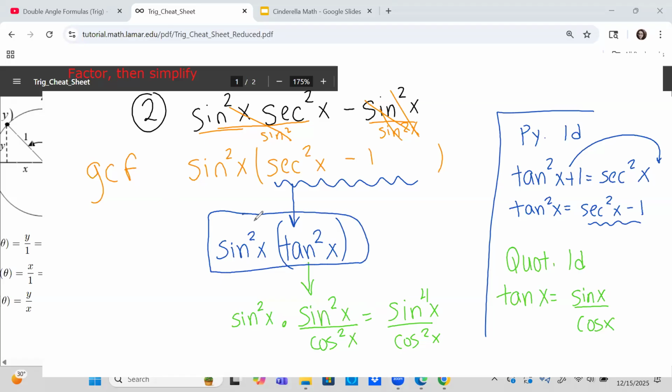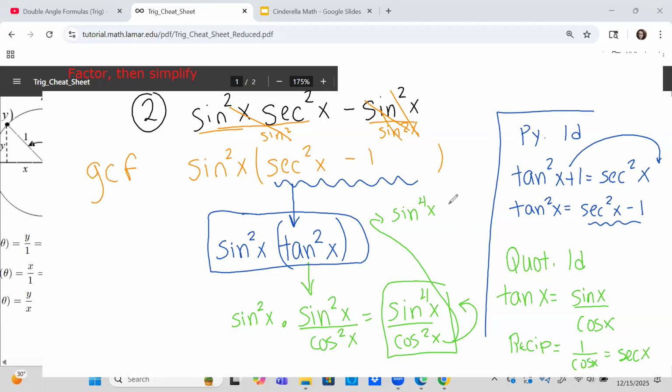However, some teachers want you to have it completely in sine and cosine. So if so, you could probably go with this one. Or some teachers may not want you to have a denominator. So if you look at your reciprocal identities, 1 over cos is secant. So we might take this green one and keep the sine to the fourth, and then this would flip up. The reciprocal would be secant squared. That could be an answer too.